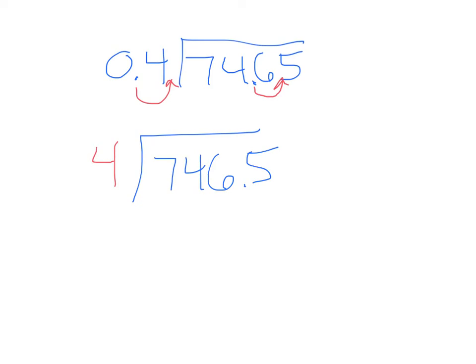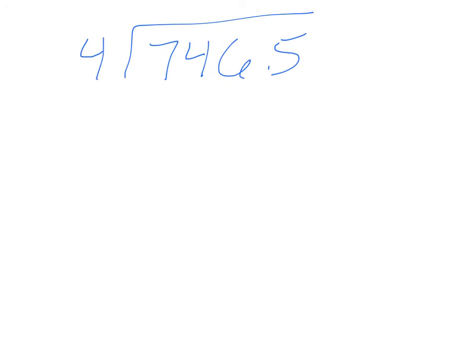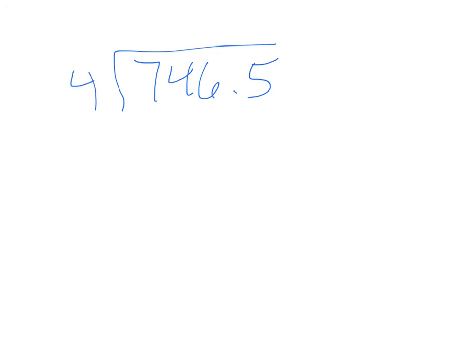So anytime you have a decimal outside of your bracket, go ahead and get rid of that. When you check your answer, you're going to get the same answer whether you're dividing 746.5 divided by 4 or 74.65 divided by 0.4. So let's work that one out. Let me just rewrite it: 746.5 divided by 4. We divide out the exact same way.